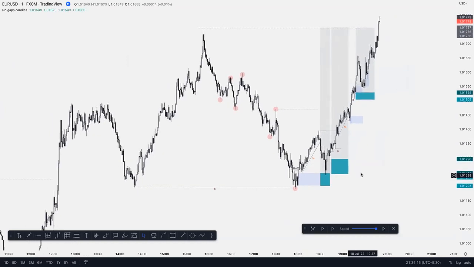And as you can see here, after taking out the major inducement, after marking the major POI, then you can scale position in the M1 time frame. Then you don't need to switch to a different time frame. Okay, you can follow only one time frame, the M1 time frame.